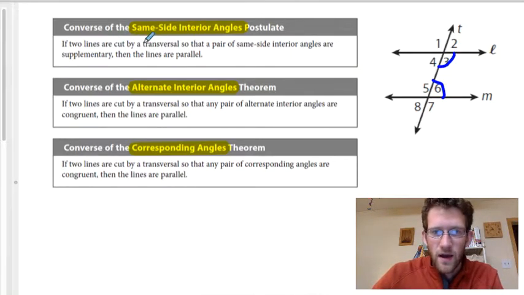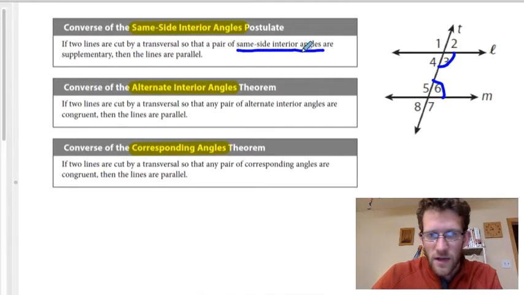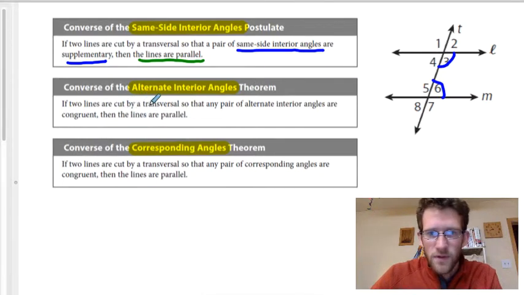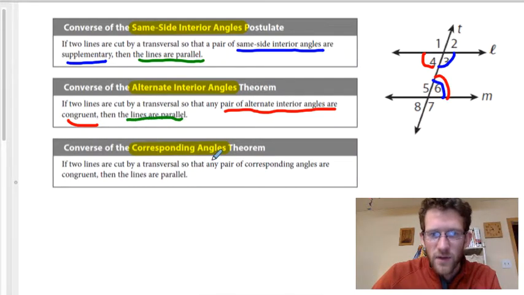We're going to say if we have the situation where the same side interior angles are supplementary, then the lines are parallel. That's our conclusion. Similarly, we can do the same thing for the alternate interior angles theorem. If we have alternate interior angles, so say angle 4 and angle 6, if these guys are congruent, right? So if any pair of alternate interior angles are congruent, then we can say the lines are parallel.